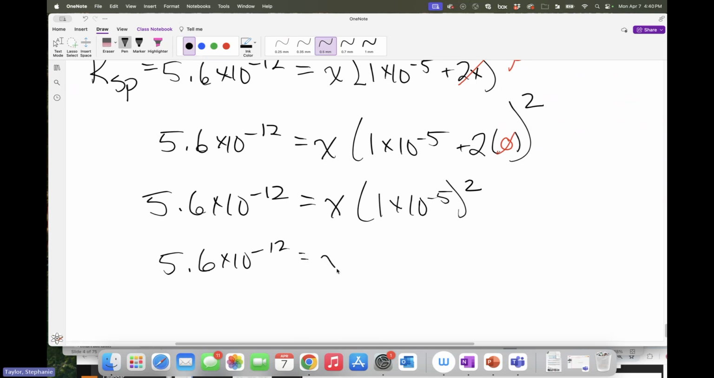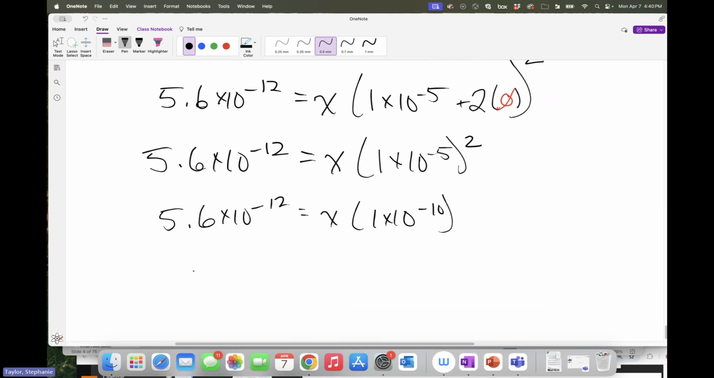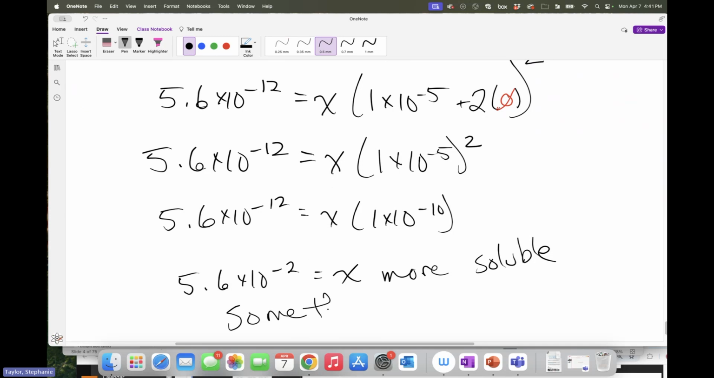Darn. So the reason why I don't like this is because I'm not getting the answer I wanted, which is, now when I divide this, I get something like 5 times 10 to the negative 2 is equal to x, and that looks like it's more soluble, which means I did something wrong. So I am really sorry about this, y'all. Something is wrong.